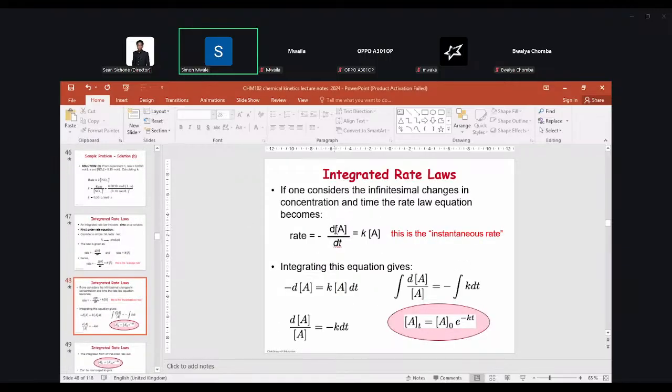For a small change, we normally put a d to represent a small change, instead of a delta. It's the same.